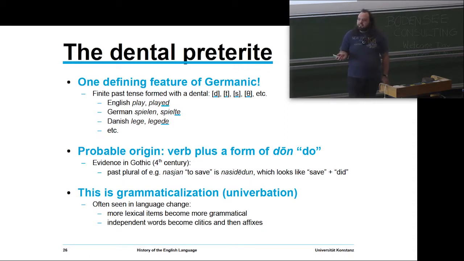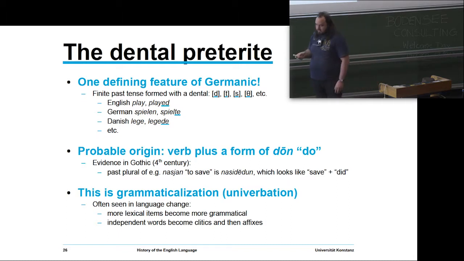So these are the tendencies. This trajectory, lexical to grammatical, or free words to clitic to affix, these are tendencies that we see across the world's languages, not only in Germanic, not only in Indo-European. And what's important here is that the opposite changes are less likely to occur. So it's rarer to see a grammatical item turning into a full-fledged lexical item than it is to see the other way around.